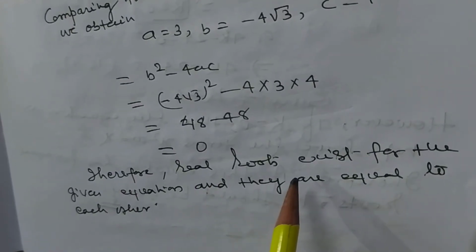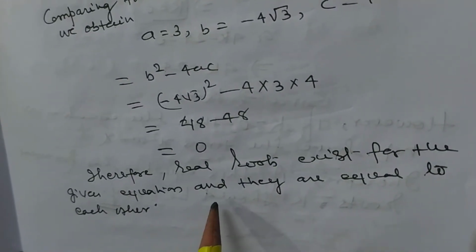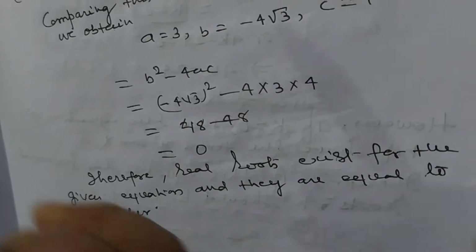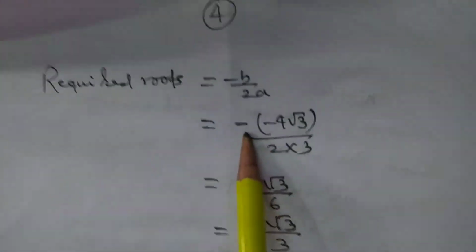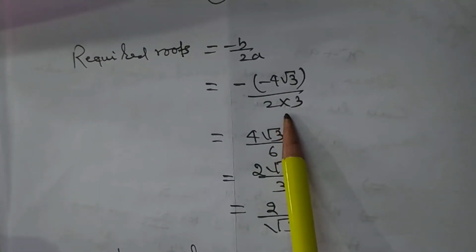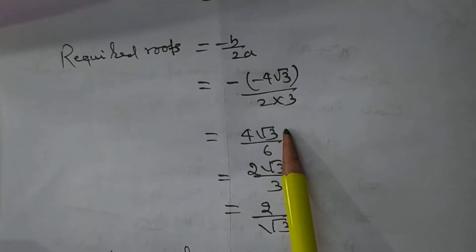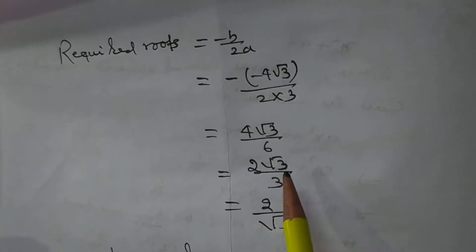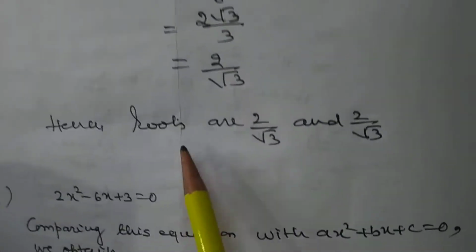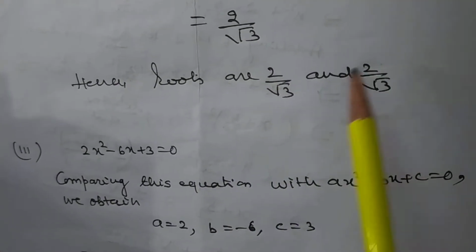Therefore, real roots exist for the given equation and they are equal to each other. And equal roots are minus b by 2a. That is minus of minus 4 root 3 divided by 2 into 3. It will be 4 root 3 by 6. It will be 2 root 3 by 3. And it will be 2 by root 3. Hence, roots are 2 by root 3 and 2 by root 3.